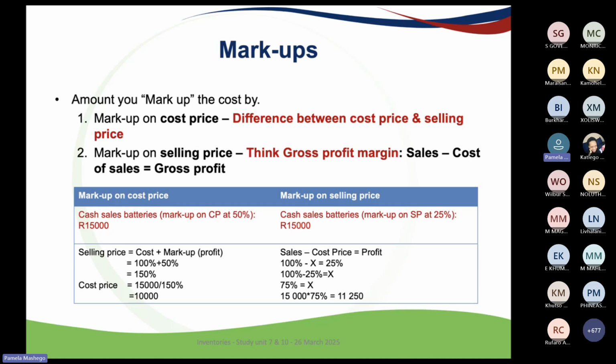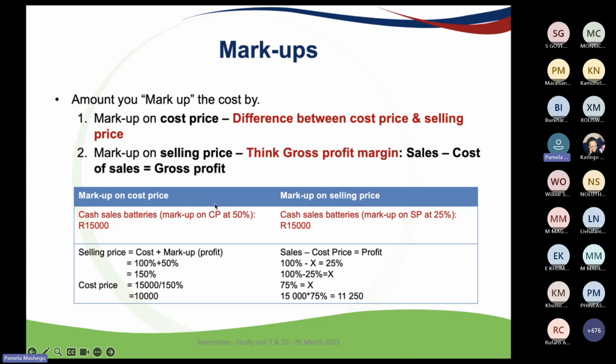Okay, so now let's say they tell you that the markup is on selling price. Remember I told you, when the markup is on selling price, think about the gross profit margin, and how I get to the gross profit margin. You say sales minus cost of sales, and that will give you the gross profit. But here, just think about it as a percentage. So I have the formula here: sales minus cost price will give me my profit. Under this one, sales is expressed as 100%.